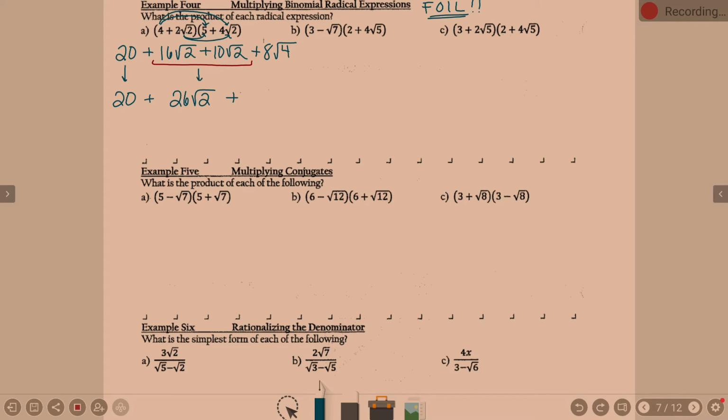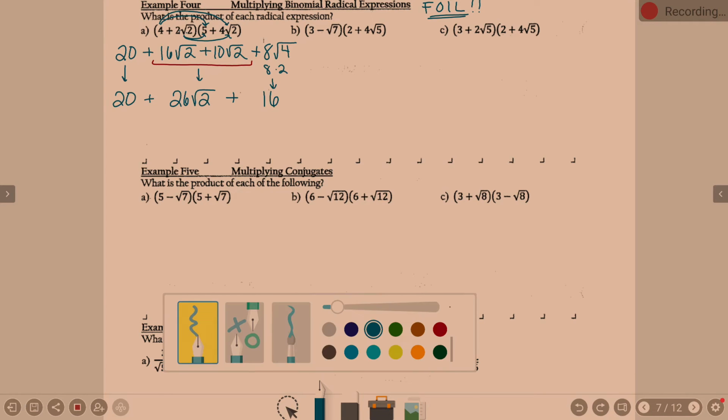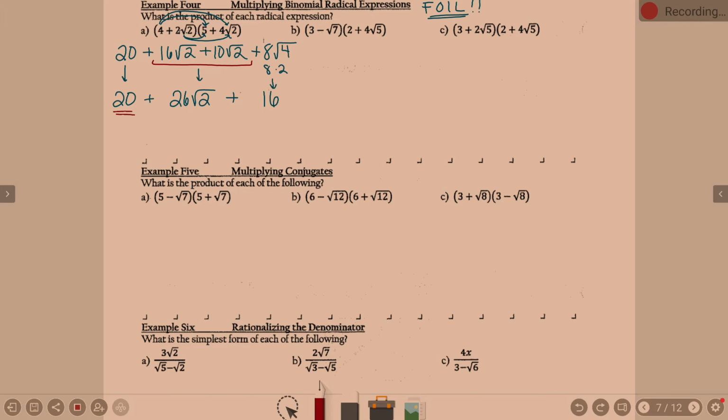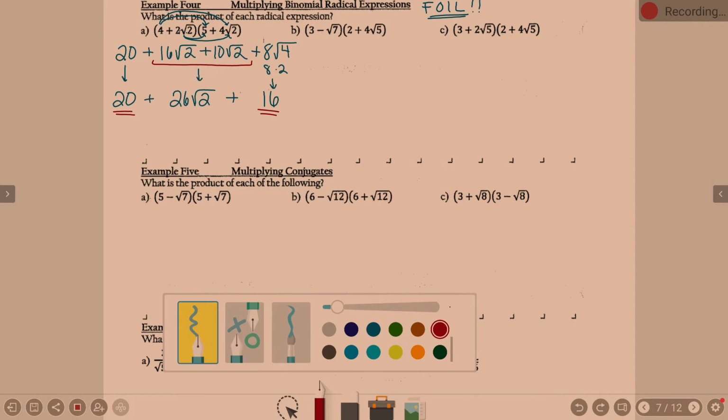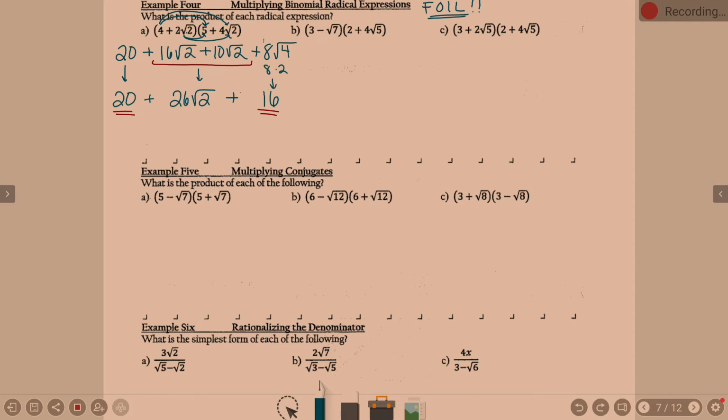What's the catch with 8 square root of 4? Or some of you have 8 times 2. Yeah, the square root of 4 is 2. So this is really 8 times 2, which is 16. Am I done? Now you can add your whole numbers together. Okay. Almost, right? 20 and 16 are whole numbers. Add them. 20 plus 16 is 36. Plus, what else do I have? 26 square root of 2. What is 36 plus 26 square root of 2? 62 square root of 2.